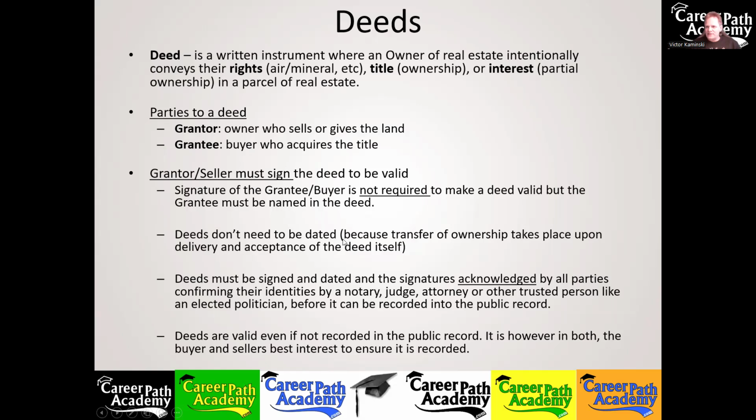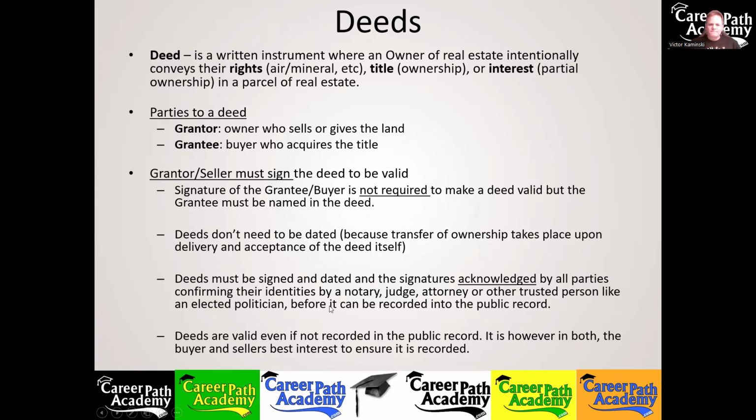Deeds do not need to be dated because the transfer of ownership takes place upon delivery and acceptance of the signed deed itself. When the buyer accepts it, you're now the owner, even though it's not recorded in the public records. You could record it, but even if you don't, you're still the owner. Deeds must be signed and dated, and the signatures acknowledged, though, before they can be recorded in the public record.